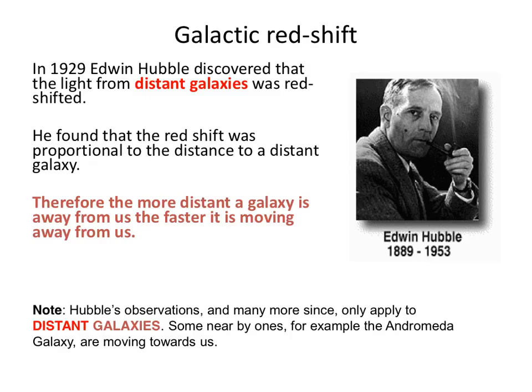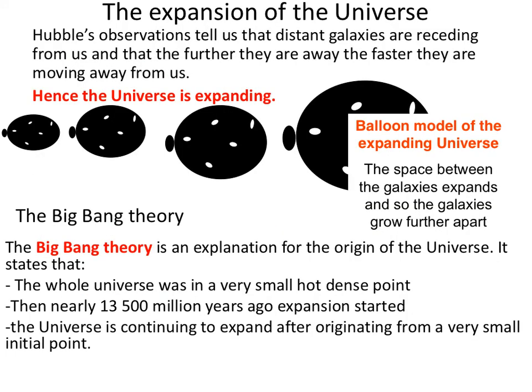So this was really important because in 1929 Edwin Hubble discovered that the light from distant galaxies was redshifted. He found that the redshift was proportional to the distance to a distant galaxy. Therefore, the more distant a galaxy is away from us, the faster it is moving away from us. So this information basically explains that all the distant galaxies are moving away from us, but those that are the furthest away are moving away from us the fastest. So Hubble's observations tell us that distant galaxies are receding from us, and the further away they are, the faster they are moving away from us.